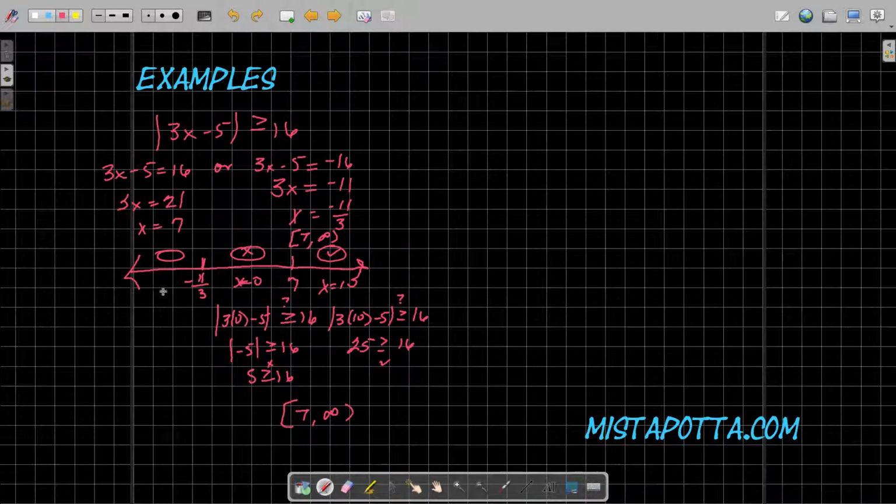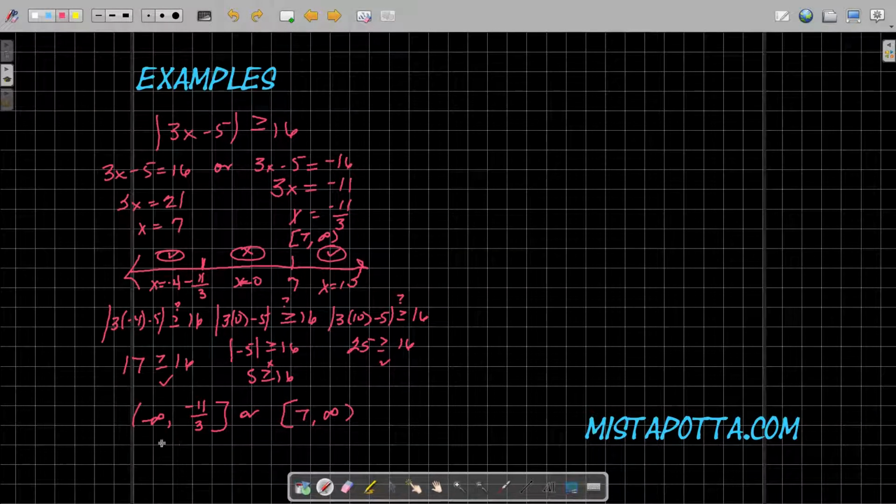So I need to test a number in this interval as well. Negative 11 thirds is just a little bit over negative 12 thirds, which would be x equals negative 4. So let's try negative 4. If I have the absolute value of 3 times negative 4 and subtract 5 from that, do I get something that is bigger than 16? Well, 3 times negative 4 is negative 12, minus 5 is negative 17, and the absolute value is 17. And I know that 17 is bigger than 16. So the interval from negative infinity to negative 11 thirds also satisfies the inequality.